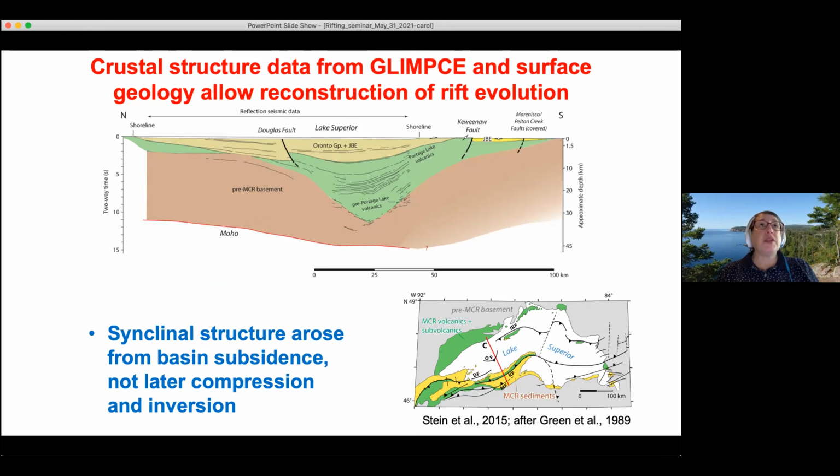There have been great debates of whether or not this syncline structure arose either from basin subsidence or from later compression and inversion with the subsequent continent collisions to North America. And the answer is that it's the former, basin subsidence.